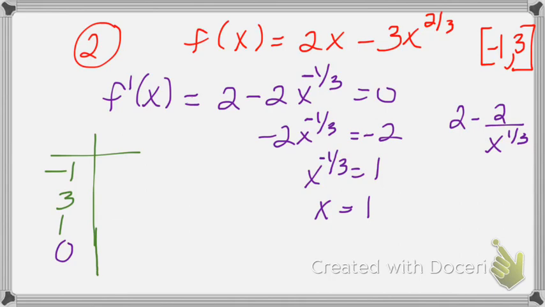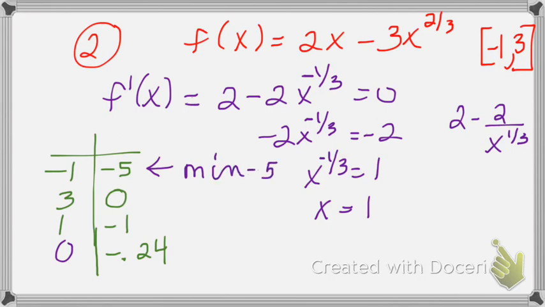Alright, you're going to plug all of those values into the original equation. You get -5, 0, -1, and -0.24. And what we find out is that -5 is the absolute min. That's the lowest it could go. And our absolute max is our biggest value, which is 0. And the problems you'll see are very, very similar.